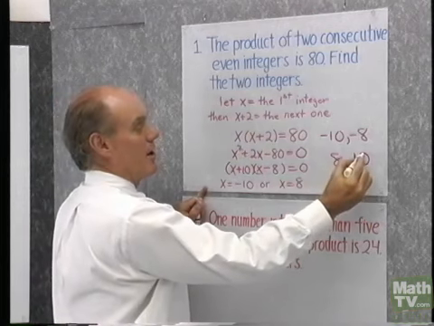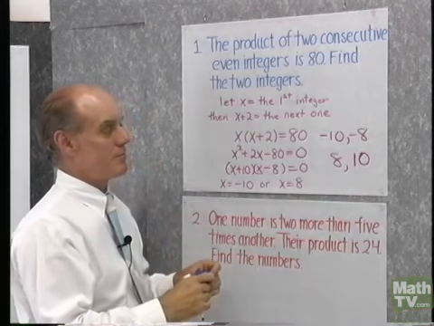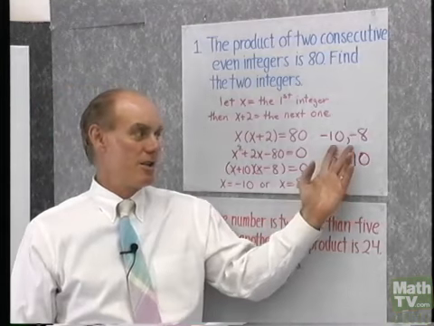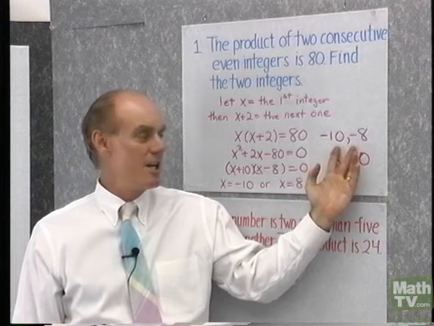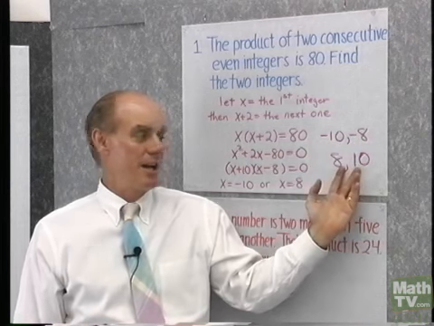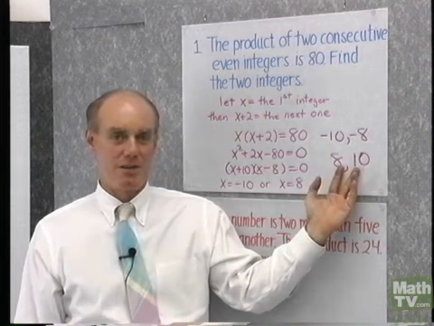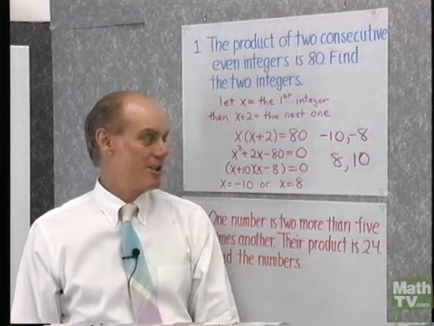So I get two pairs of numbers that satisfy this equation. Negative 10 and negative 8 is a pair of consecutive even integers whose product is 80, and positive 8 and positive 10 is another pair of consecutive even integers whose product is 80. Let's look at the next problem.